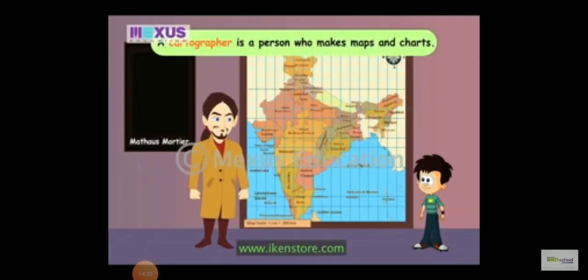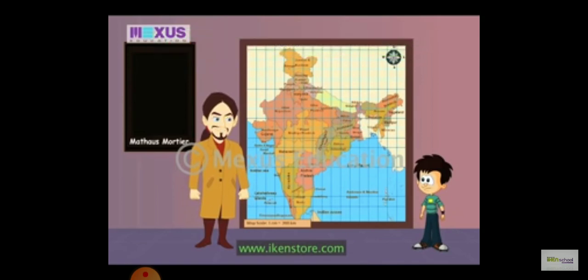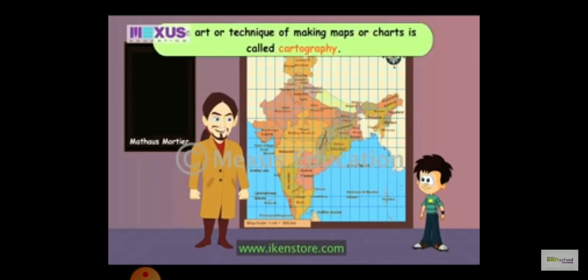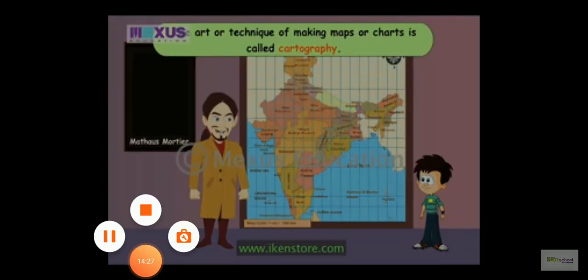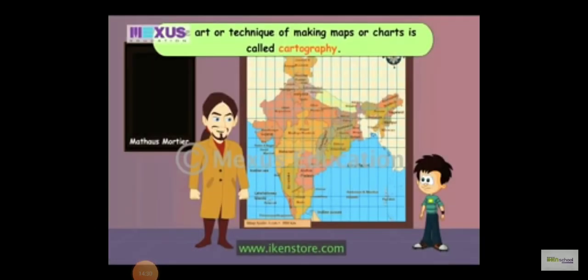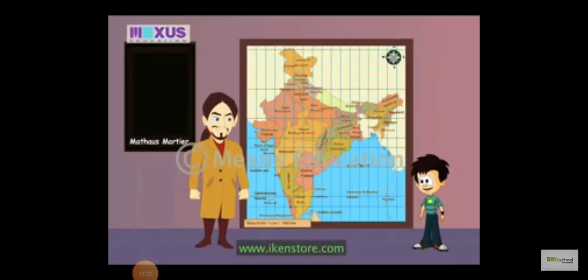Well, a cartographer is a person who makes maps and charts. And the art or technique of making maps or charts is called cartography. Wow! Did you make this map? Yeah, I made this map. Super cool! Hey Matt, why are there so many squares on this map?